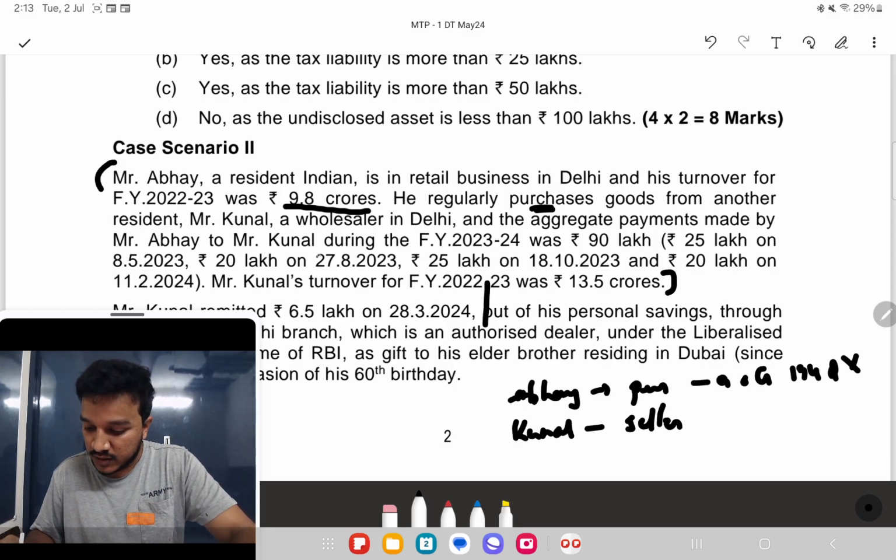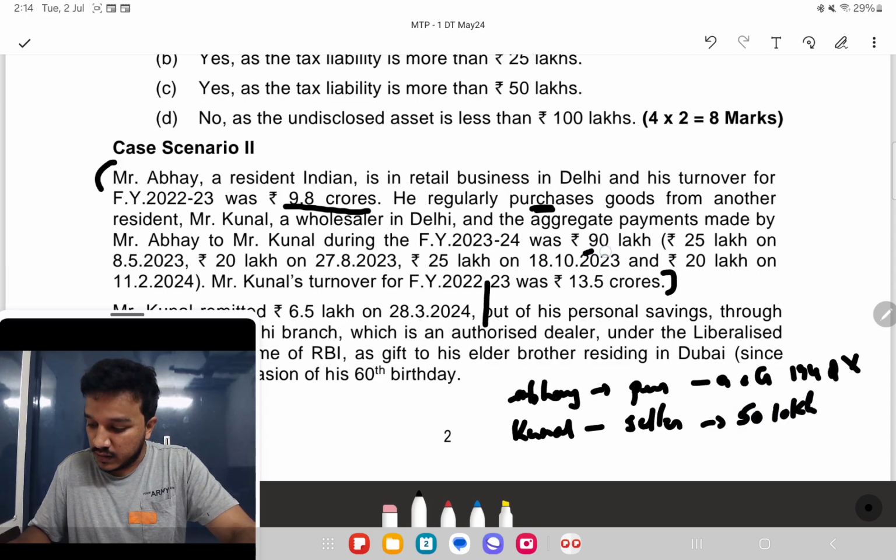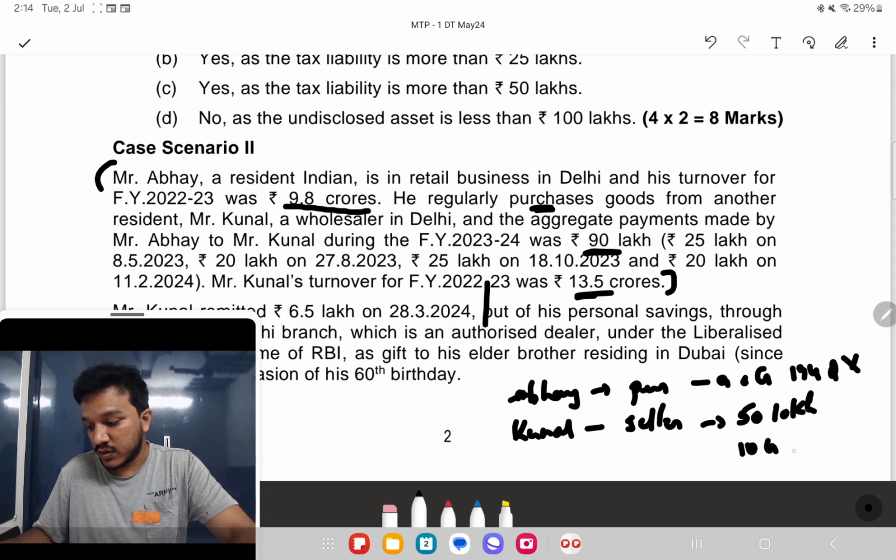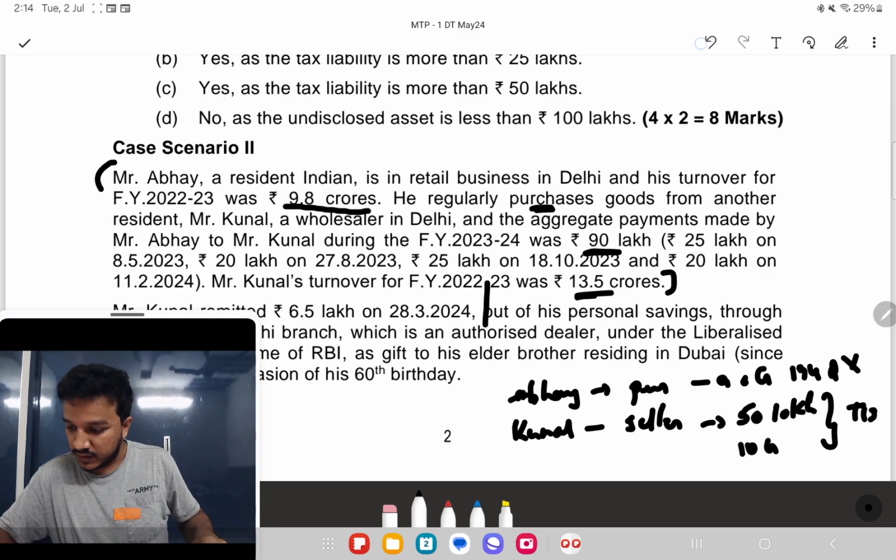Now we will see from Kunal's point of view. He has sold more than 50 lakhs, here it is 90 lakhs in aggregate, and Kunal's turnover in the previous year is 13.5. मतलब उसका previous year turnover is more than 10 crores. मतलब TCS provisions are applicable. So let's see what the question is.